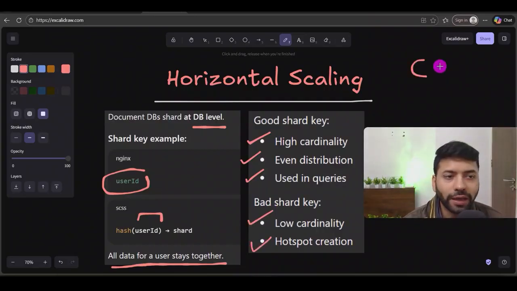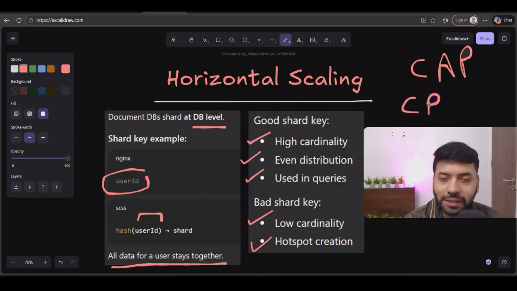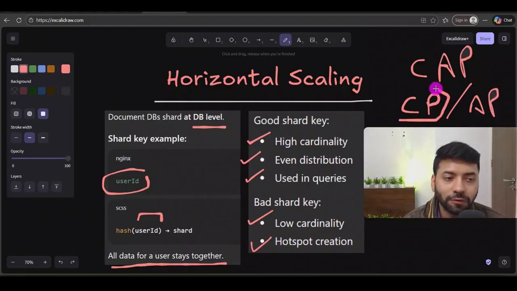Next, if we talk about the CAP theorem in the document database, as we already know, when we talk about distributed systems, either we can follow consistency with partition tolerance or we can follow availability with partition tolerance, correct? When we talk about document databases, most of them follow consistency with partition tolerance. Like for example, in MongoDB, CP is the default.